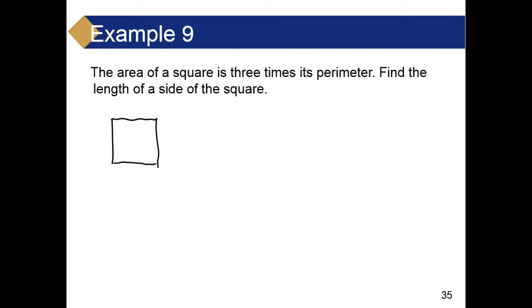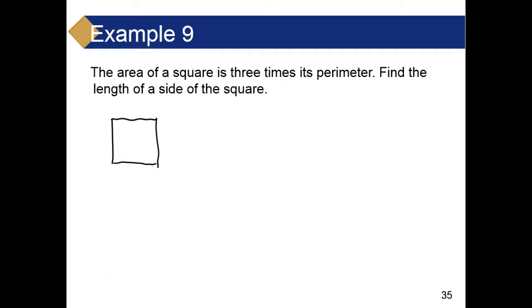So here we have a square. Okay? Not that funny. Okay. The area of a square is 3 times its perimeter. We're going to get back to that in a minute. Let's go to the next sentence. Find the length of the side of the square.